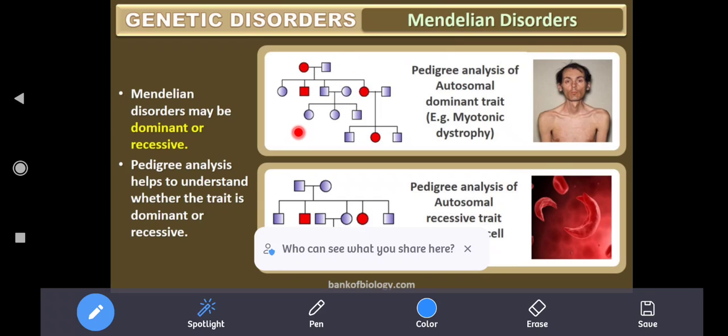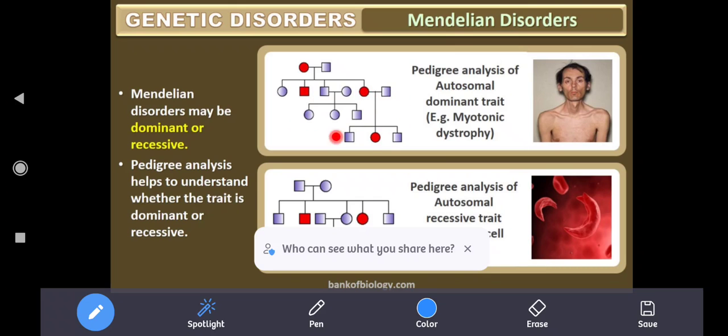Now they have 4 children. See, one girl and 2 boys. Among these 2 boys, this boy is affected, and this girl. These 4 belong to this family. And who are these people? This male, this female marries this male. She belongs to a different family. And here also, a male marries a female.